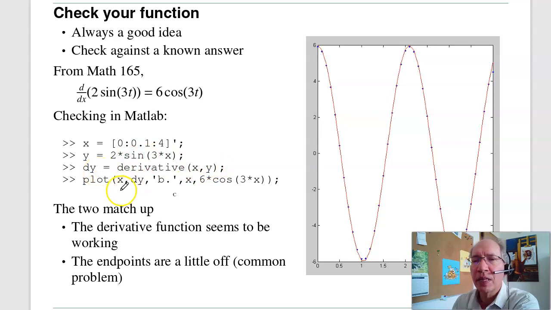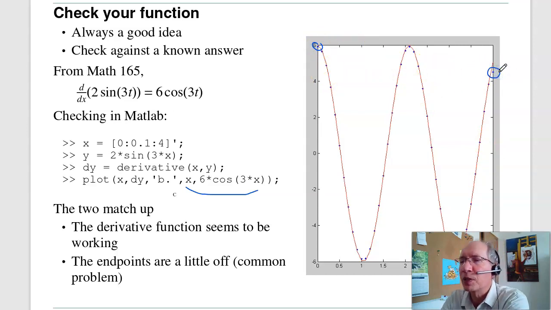I'll then plot x versus the calculated derivative in blue. So here blue is calculated. X versus 6 cosine of 3x. That's the right answer in red. So here the red line is the correct answer. The blue dots are my calculated answers. And the two match up pretty well. The endpoints are a little bit off. That's not atypical with numerical methods. But the other points are dead on. So I'm fairly confident that my function derivative is working.